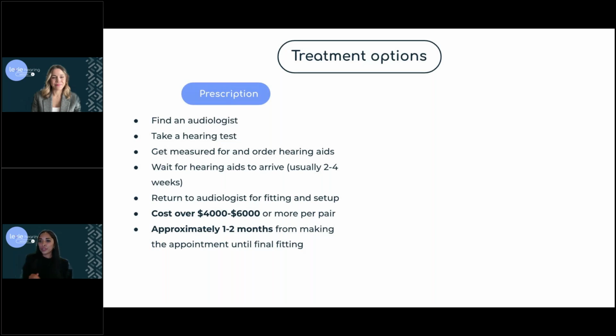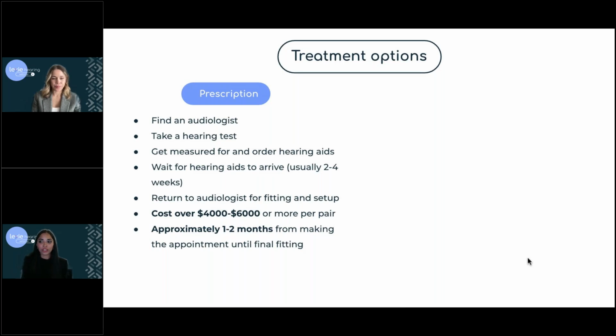So the first way to source hearing aids is through a prescription. These are generally fitted by an audiologist or a hearing professional and are custom tailored to your needs. They're ideal for those with more severe hearing losses, but tend to be more expensive and time consuming. So let's walk through these steps.